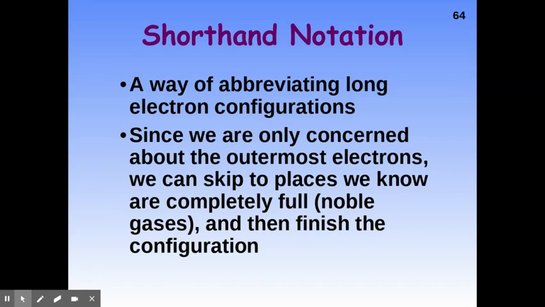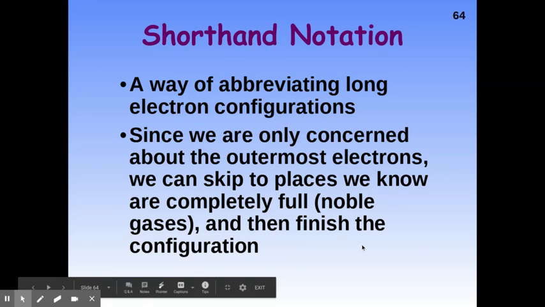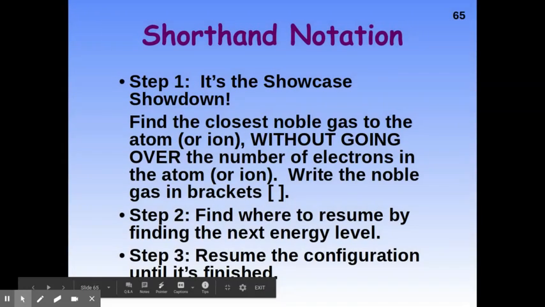Now, this is the shorthand version. This is because all we really care about are those valence electrons, right? Those outermost ones. If we know that everything in the core is completely full, then why do we write it, right? So let's show the shorthand version of how to do this. We're going to use the last known full noble gas and then start finishing it off.